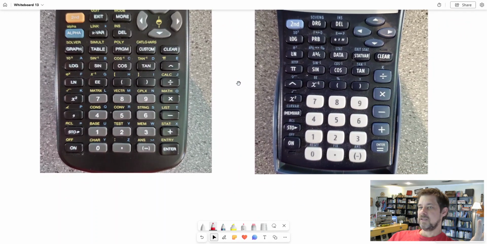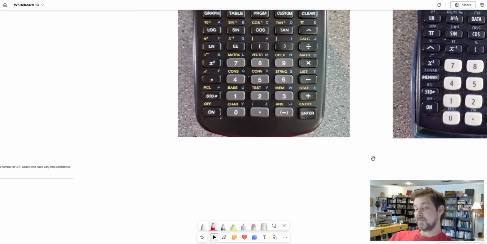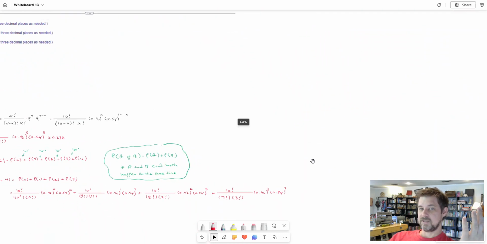Here are 2 calculator interfaces. On this one, if I was going to find the factorial function, I would look under this math key. I would press second or shift, then that key to activate math, and it would be under probability. On this calculator, if I press this key, PRB for probability, I would find it under there. My point is, it's different for different calculators.